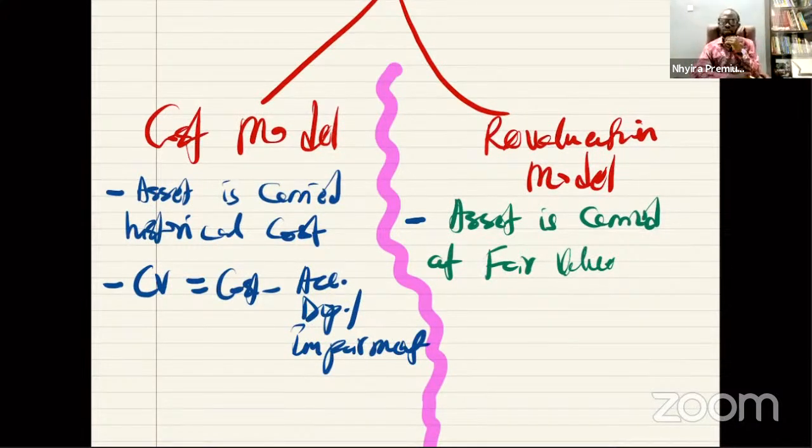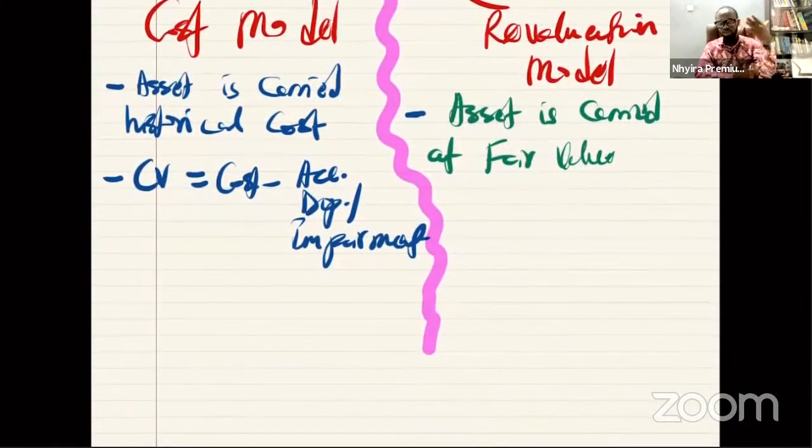Now, what is the fair value of an asset? Generally, fair value is simply the value at which an asset can be exchanged or a liability settled between market participants in an arm's length transaction. That is fair value. So when we say the fair value of an asset, we mean how much we could get right now if we sell the asset.